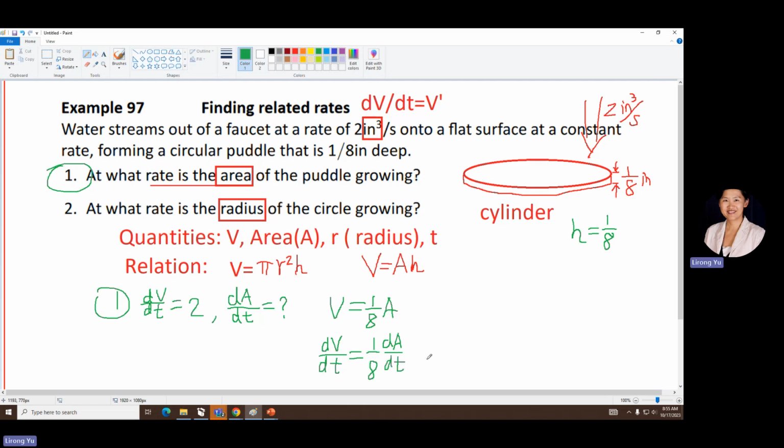So now we have this equation. This equation connects the derivative of V with the derivative of A. We know the derivative of V equals 2, so we know this side is 2. In order to find dA/dt, which is really what the first question was asking, we'll plug in 2 for dV/dt. So we have 2 is equal to 1/8 dA/dt.